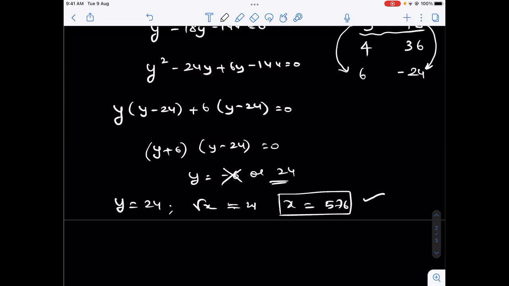Is there an option? Okay. So 576 is the total number of birds. So mark it as important.